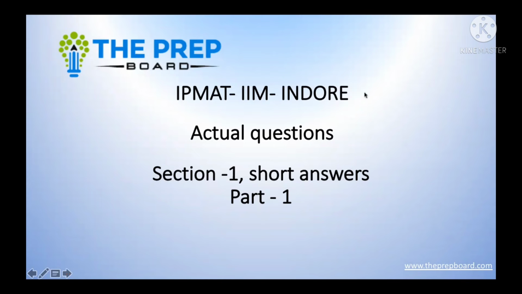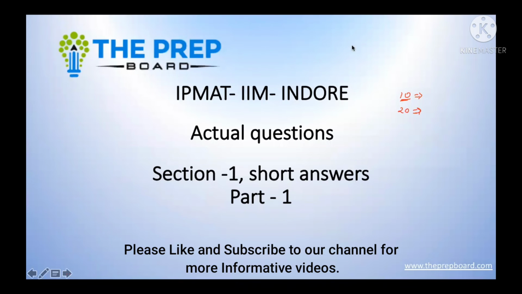In the first section, we have 10 questions without options. So you can see the short answer type questions. The second section has 20 questions, which have options. And then the third section has English. Right now we are going to discuss section number 1.